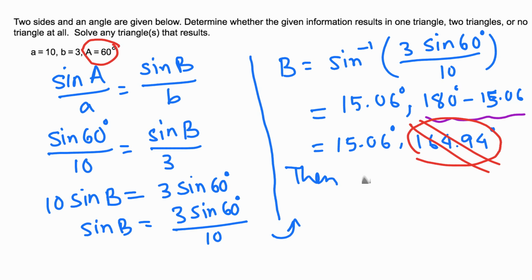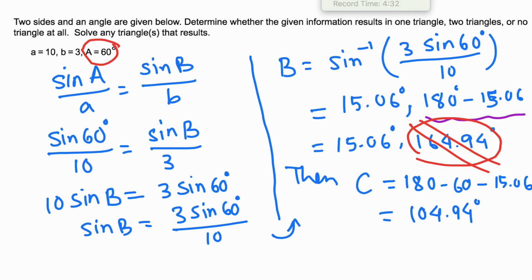Then we can find angle C, because the sum of 3 angles is 180. So the third angle is always 180 minus A minus B, 15.06, which is 104.94 degrees. Now it remains to find lowercase c, that's side c. Okay, so let's go for that.